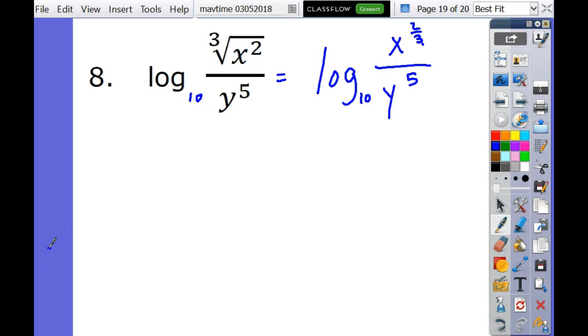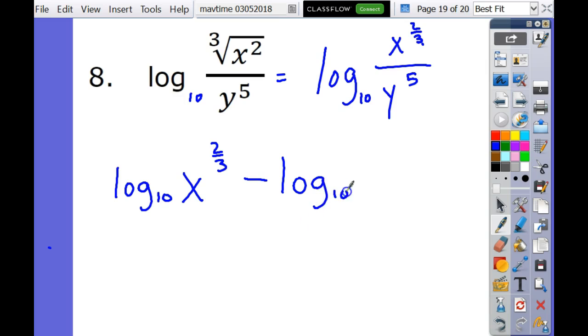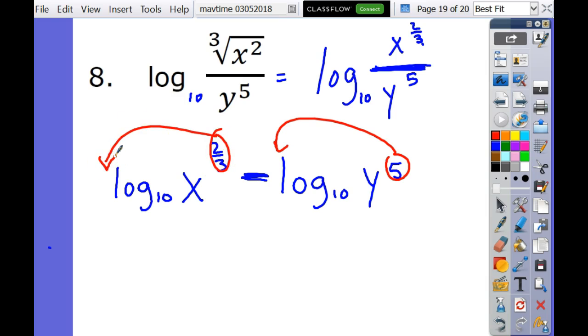If the base is not written on the problem, the base is 10. Base 10 is your most commonly used base in science. It's called the common logarithm because it's the most commonly used. And if the base is not written, the base is 10. Division changes to subtraction. The power rule says the powers, the exponents, come out in front.